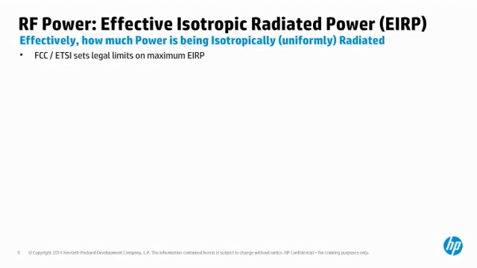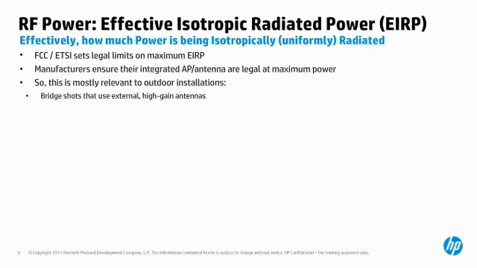Each country's authority sets their own legal limits on maximum EIRP, above which you are breaking the law. We needn't be too concerned about this for our purposes, though. We are doing indoor installations with HP APs with integrated antennas. Manufacturers ensure that these products are legal at maximum power. EIRP is mostly relevant when doing outdoor deployments, especially long-distance bridge shots using high-gain antennas.